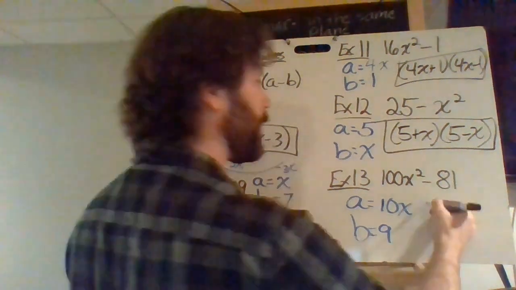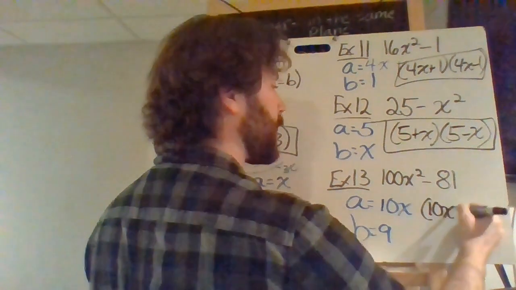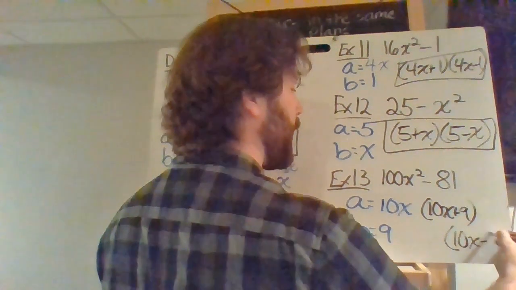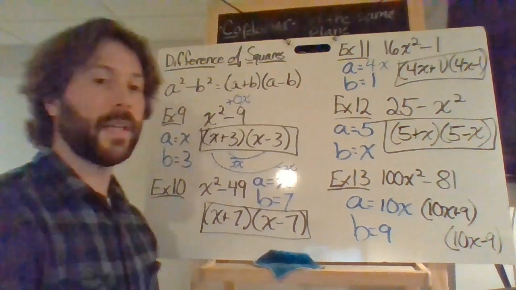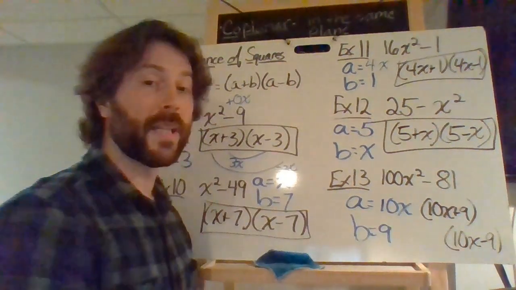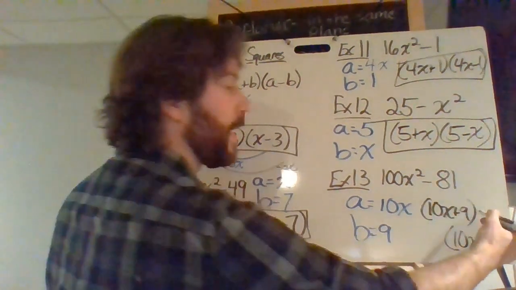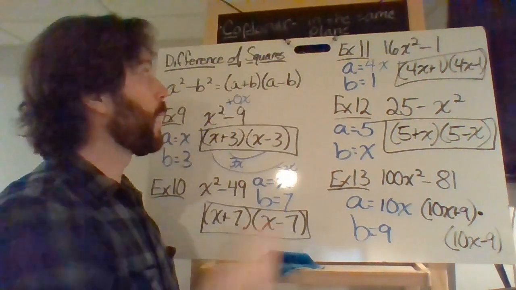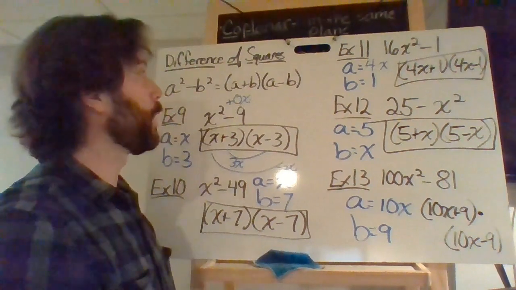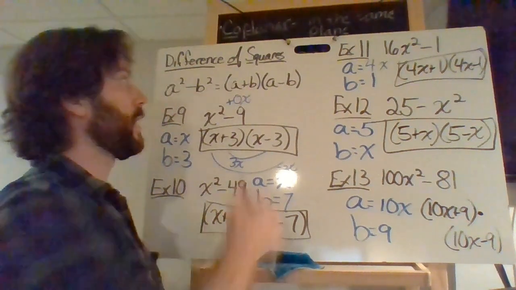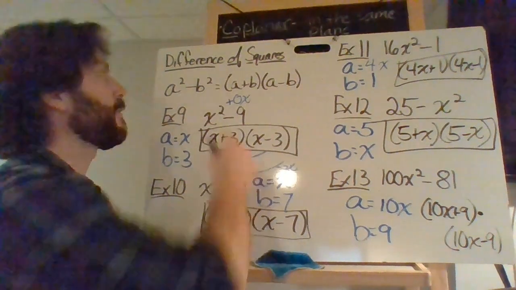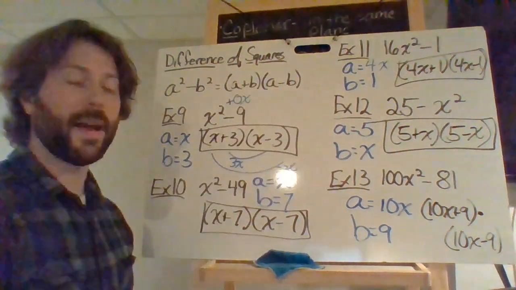So this one's going to factor 10x plus 9, 10x minus 9. And please excuse that they're not all on the same line. They should be. These two are being multiplied together. So we have difference of squares. If we recognize that we have an x squared term and a constant term and no bx term, we can factor it a plus b, a minus b.